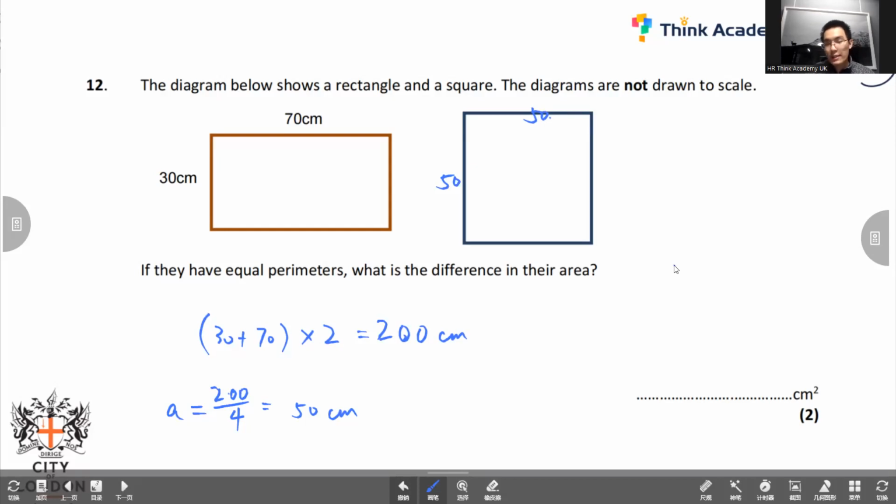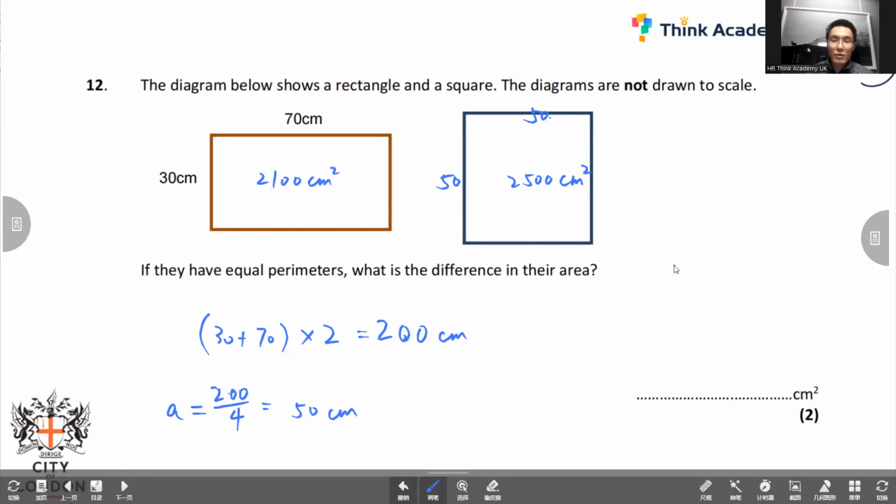Then the question is asking for what is the difference in their area. So the area of a square is side length squared. So it's 50 squared, which is 2,500 square centimeters. And then the area for the rectangle is 30 times 70, length times width, which is 2,100 square centimeters.